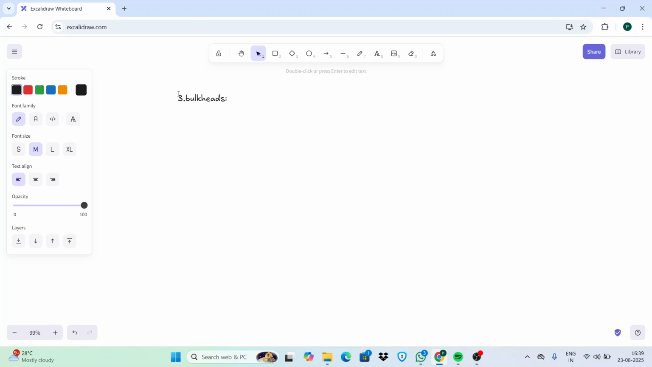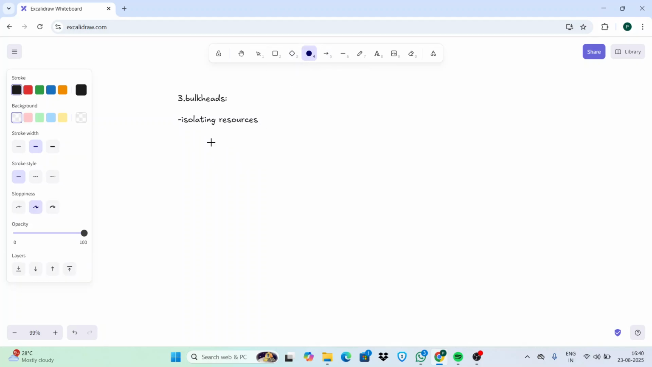So in microservices, a bulkhead is actually separating or isolating resources, or isolating threads, so a failure in one service does not consume all the system resources. See, what do bulkheads mean?